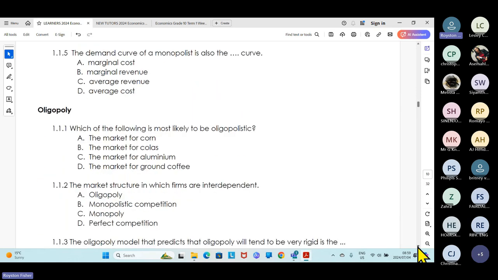And then 1.1.5, the demand curve of a monopolistic competitor is also the A, marginal curve, B, marginal revenue, C, average revenue, and D, average cost. So let's look at the answers received. Santa Claus says it's C. St. Andrew says it's B. Buren also says it's B. Fidel says it's B. And I see your answer now. Fidel, 1.1.4 is B, correct? So the correct answer is C, average revenue curve.